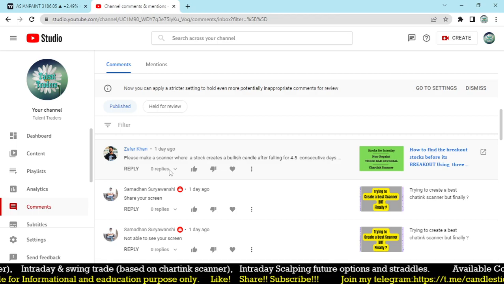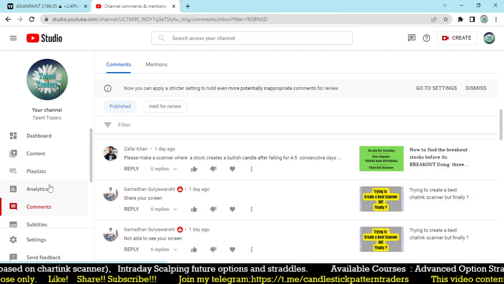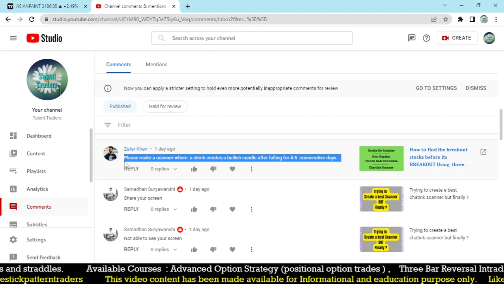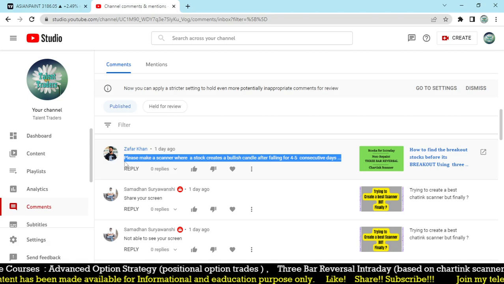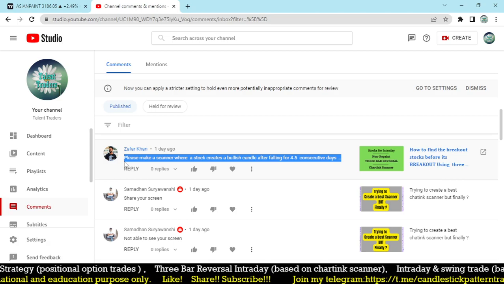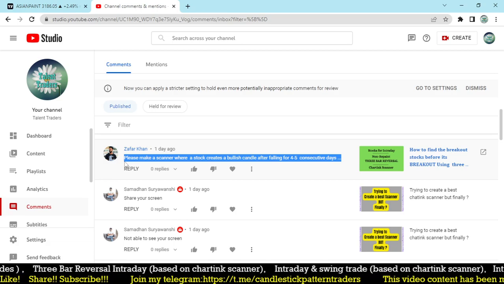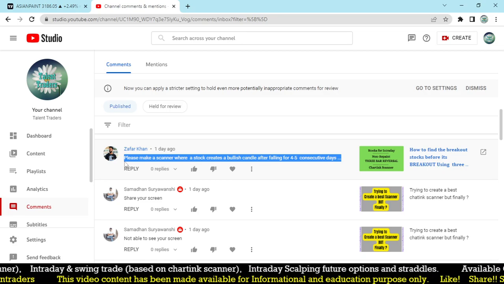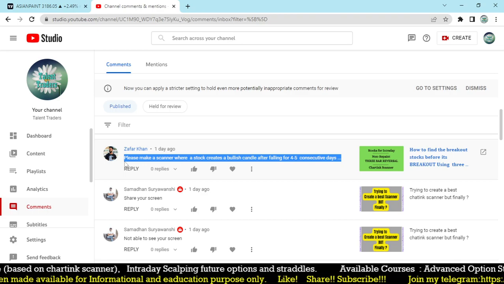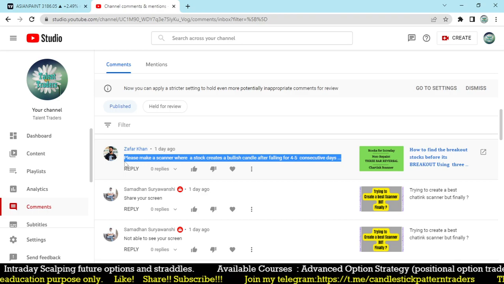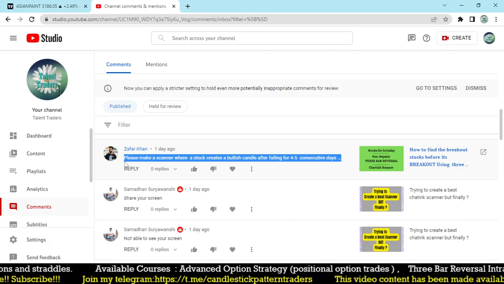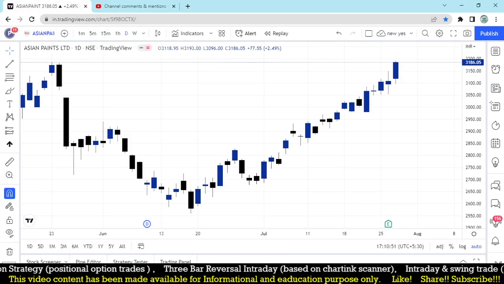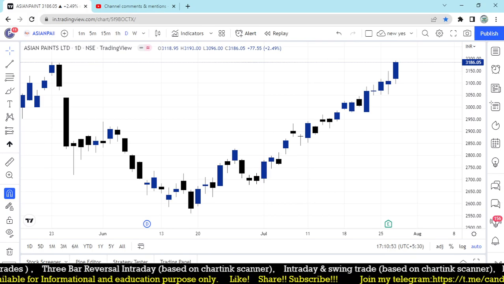His request, from the comment, was: please make a scanner where the stock creates a bullish candle after falling 4-5 consecutive days. Maybe this will work better because we are going to find the stocks which form a bullish candle after almost 4 or 5 days down. It means we are trying to buy the stock at the lowest level. Maybe it will work.